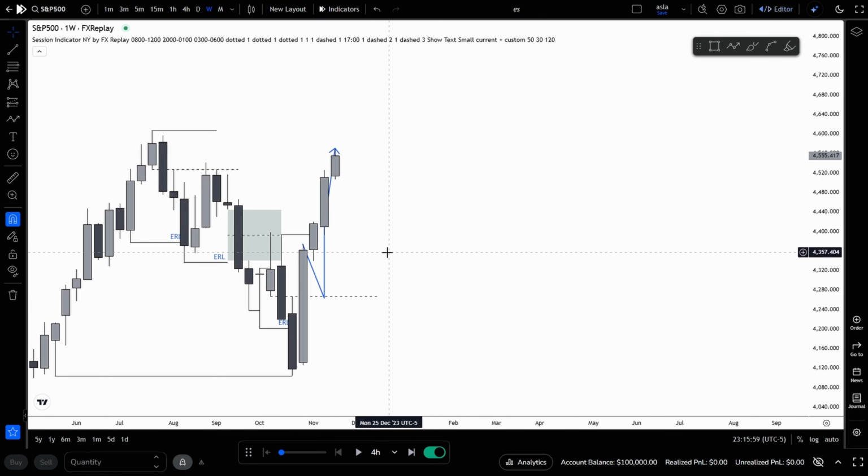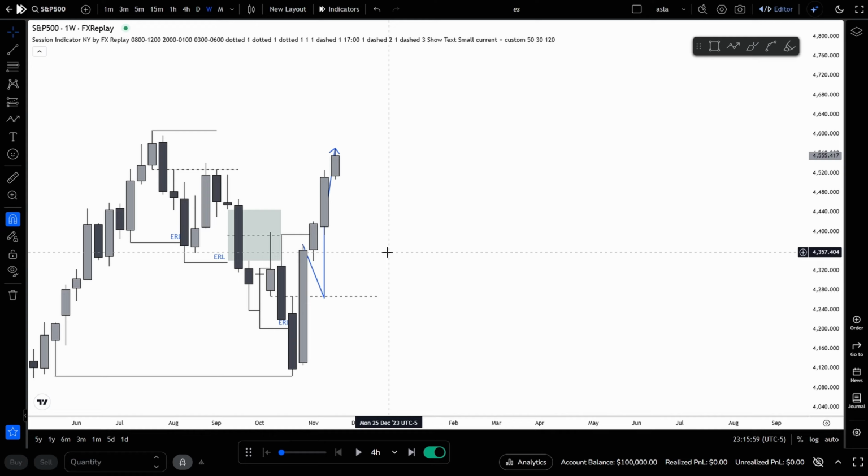That is important to understand. These concepts do not guarantee perfection. They provide narrative and bias. Understanding the relationship between internal and external liquidity allows you to frame directional bias. This is a weekly chart. So if you can correctly identify the rotation between external and internal liquidity on the weekly time frame, that can give you directional bias for the entire week.